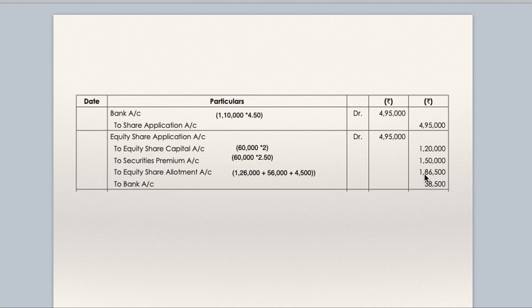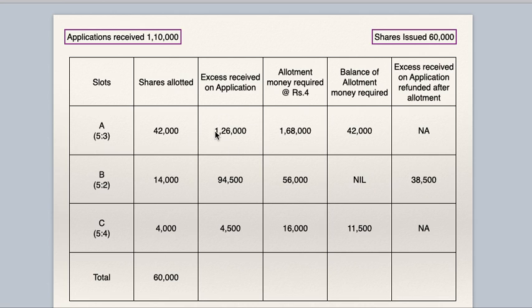To equity share allotment, 1,86,500. 1,26,000 plus 56,000 plus 4,500. 1,26,000, excess received on application in category A. 56,000 in category B. You should not take this because required on allotment is 56,000 only. Excess difference in these two is refunded back. Just now we have seen. And in category C is 4,500. So 1,26,000 plus 56,000 plus 4,500.